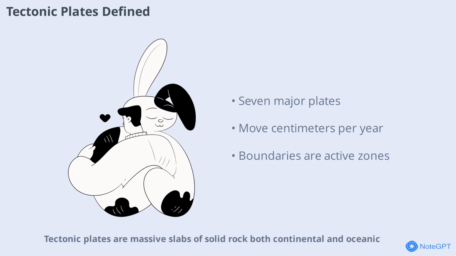Tectonic plates are massive slabs of solid rock, both continental and oceanic, that fit together like a jigsaw puzzle to cover the Earth's surface. There are 7 major plates and many smaller ones. These plates are constantly moving, though usually at rates of just a few centimeters per year. Their boundaries are sites of intense geological activity, including earthquakes, volcanic eruptions, and mountain building.